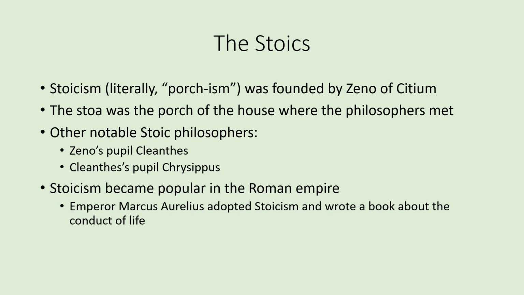And other notable Stoic philosophers include Zeno's pupil Cleanthes and Cleanthes' pupil Chrysippus. Stoicism became popular in the Roman Empire. Marcus Aurelius, the Roman emperor, is one of the most widely known Stoics, and he wrote a book about the conduct of his life.